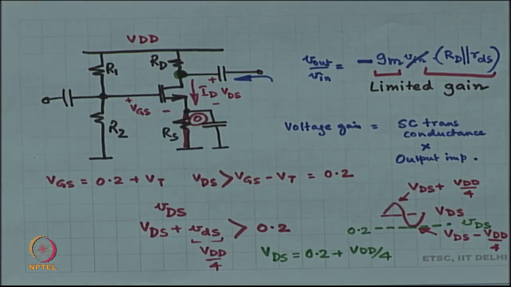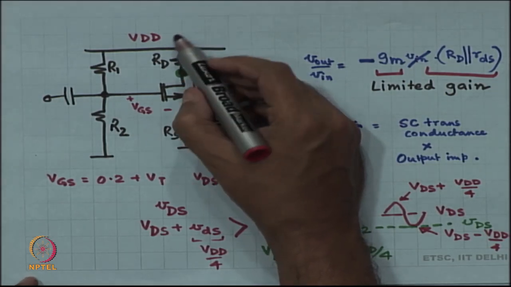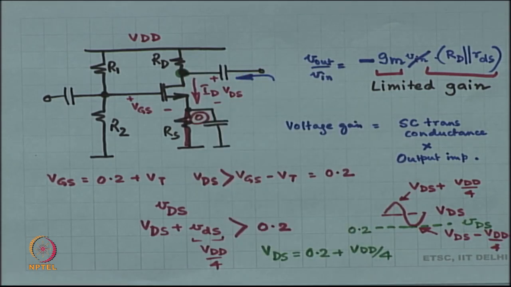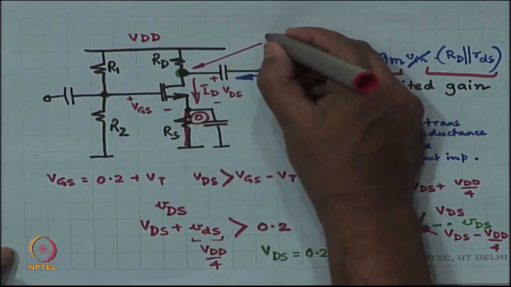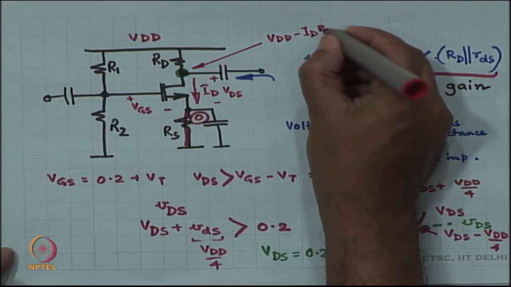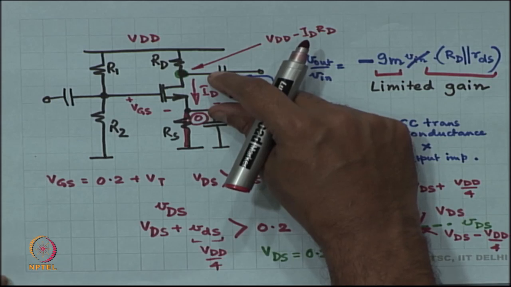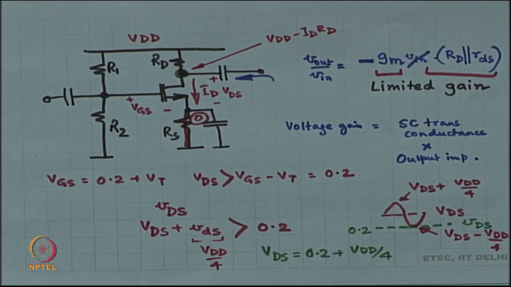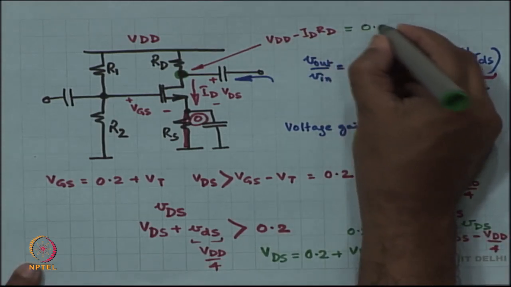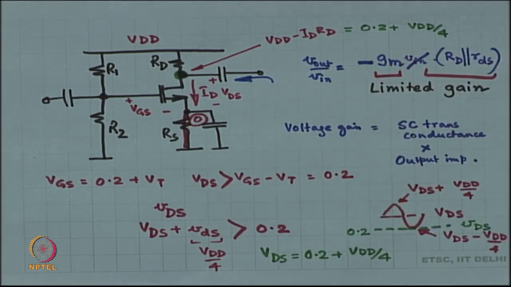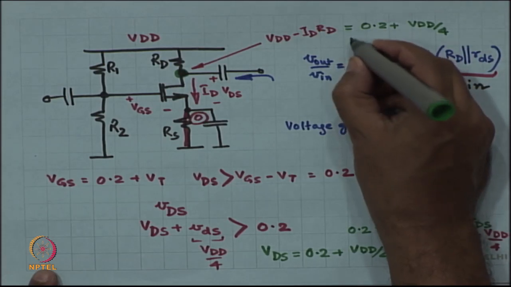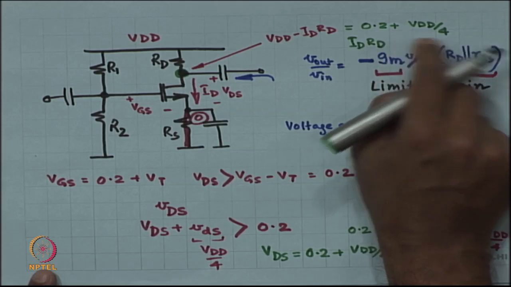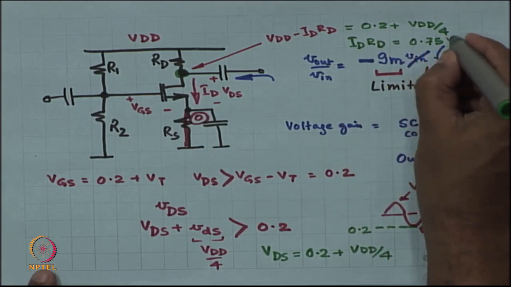Suppose this node is at 0 volts, where is this node at? This node is at VDD minus RD times ID, ID times RD. And what is VDS? S is at 0, VDS is also equal to VDD minus RD times ID. Okay. And now you say that you want VDS to be 0.2 plus VDD by 4. All right. So, automatically you are saying that IDRD, take IDRD to the other side, that is equal to 0.75 VDD minus 0.2.